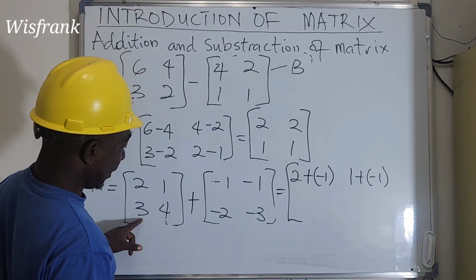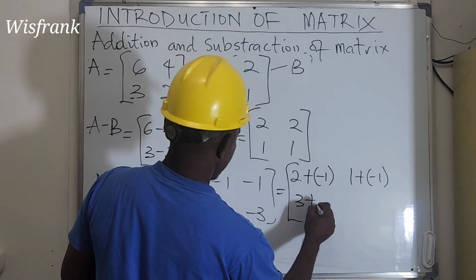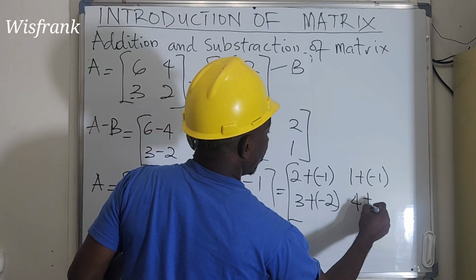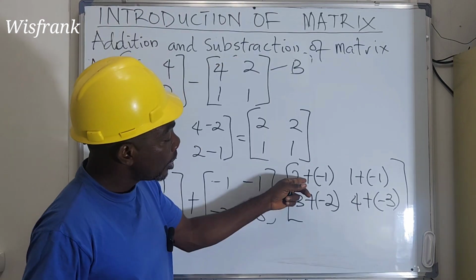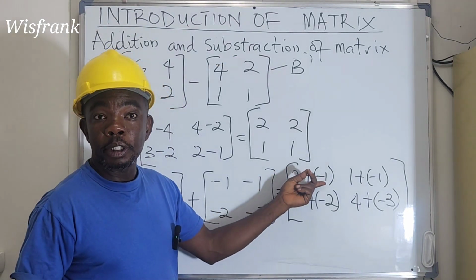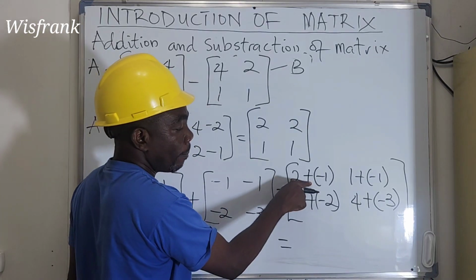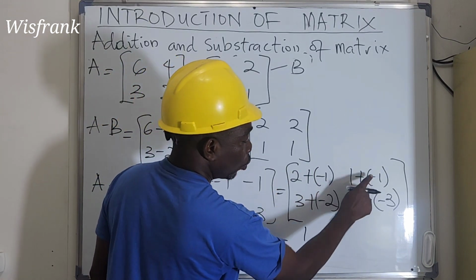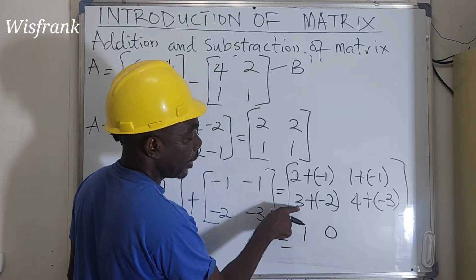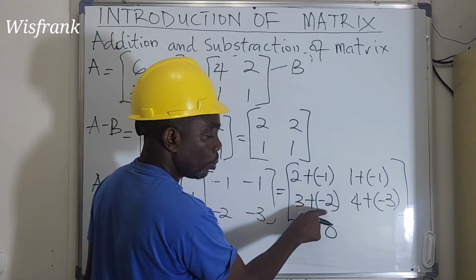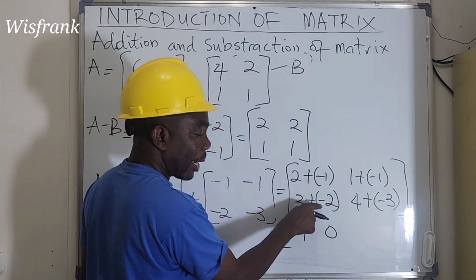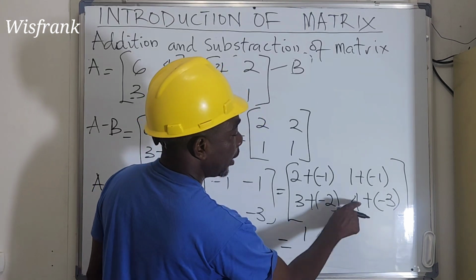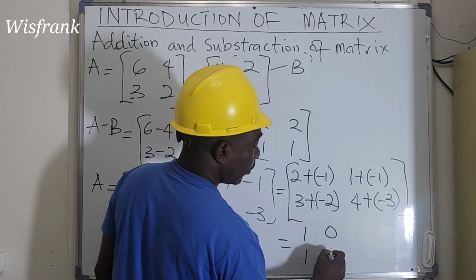Then this one is 3 plus minus 2. Then this one is 4 plus minus 3. So in this case, plus times minus is minus. 2 minus 1 will be 1. Then we have here 1 minus 1 will be 0. Then we have here 3 minus 2, because plus times minus is minus. 3 minus 2 will give us 1. Then 4 minus 3 will give us 1.